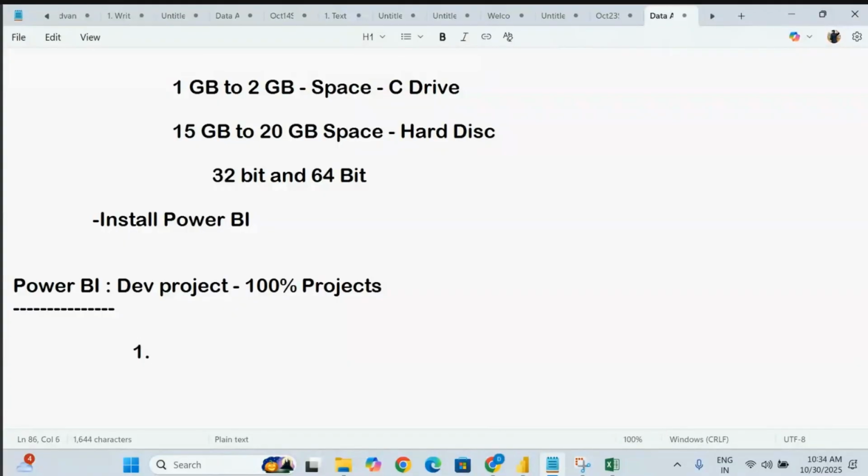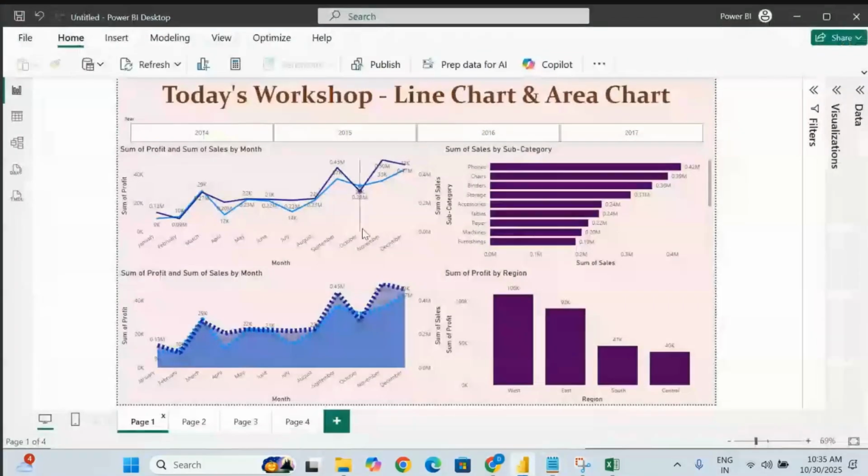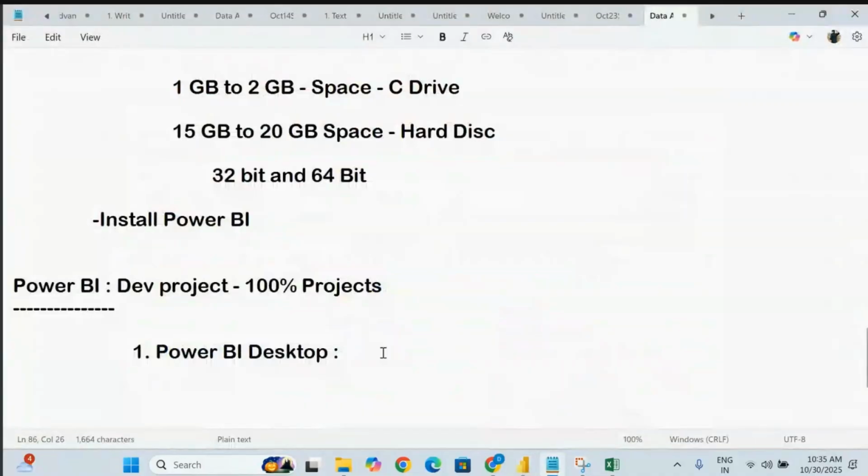The first component to complete your project is the Power BI Desktop, which we have seen just before. This is your Power BI Desktop. So you just observe here. By using this Power BI Desktop only, you are going to complete your project. Perfect.